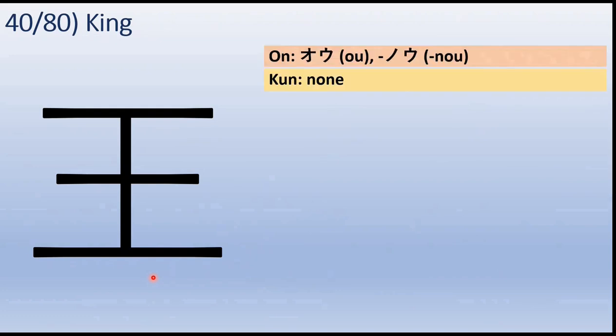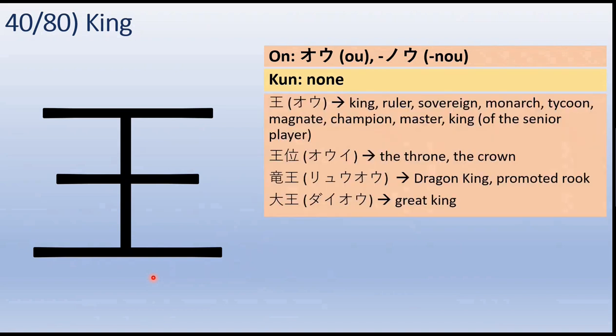And the last kanji of today is for king, which is O or no in On'yomi, and there is no kun reading for this. So this is a pure Chinese symbol. O means king, the ruler, sovereign, monarch, tycoon, magnate, champion, master, king of the senior player. We have Oi, which is the throne or the crown. Then we have Ryuo, which means the dragon king or the promoted rook. And then we have Daio, which is a great king.